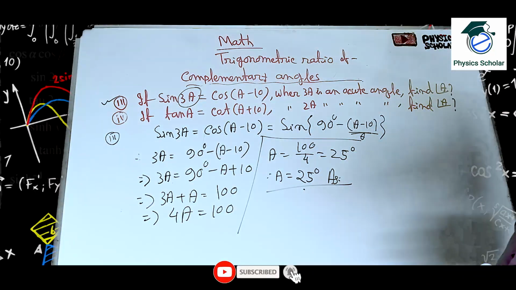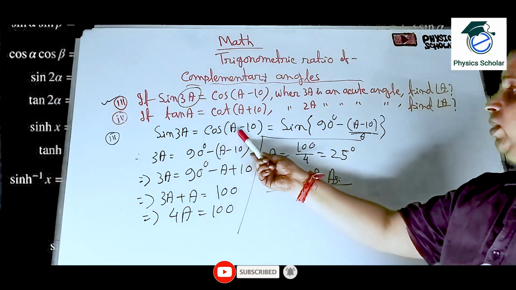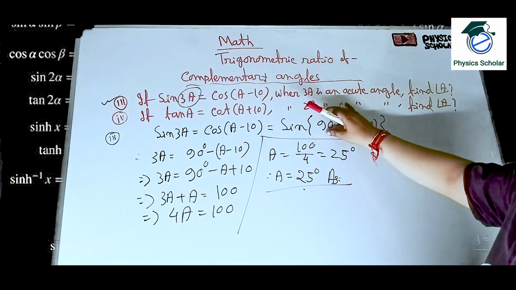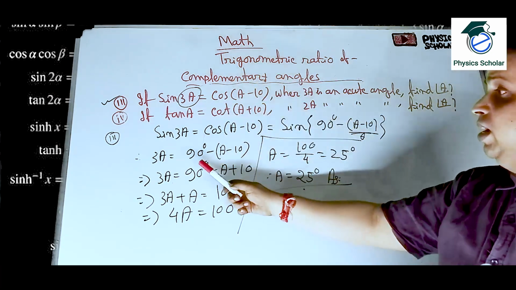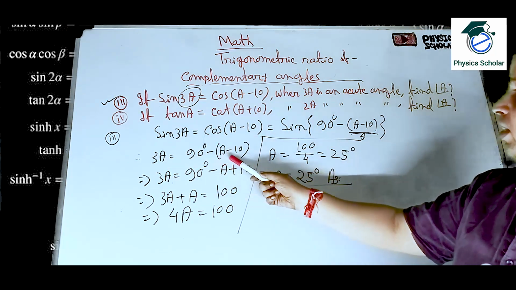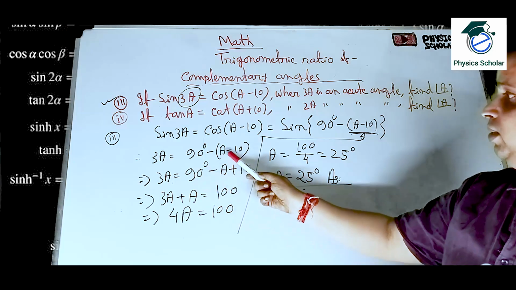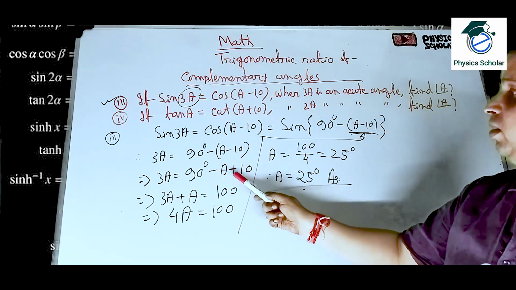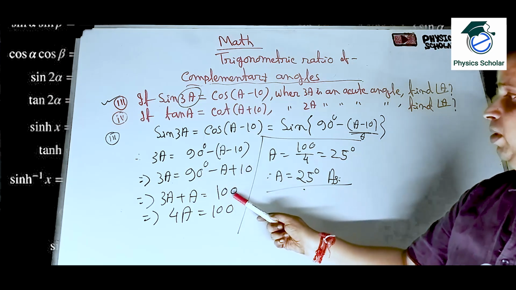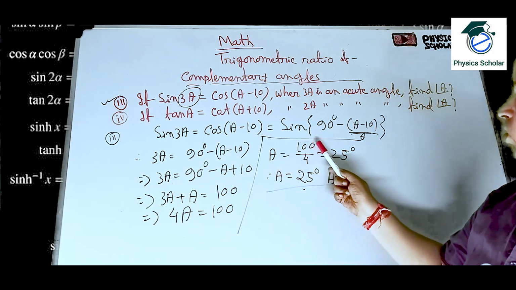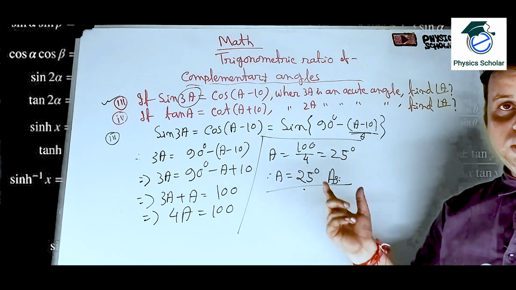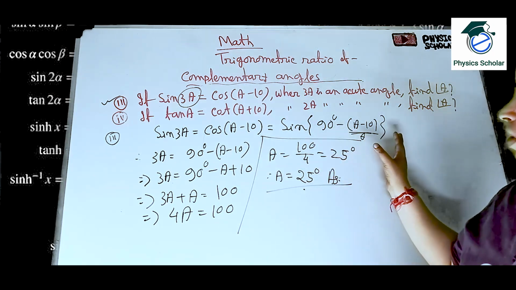So now I am explaining once again. Sin 3a is equal to cos of a minus 10. So what can we write? Sin of 90 degree minus a minus 10. 90 degree minus theta means cos theta. Clear? So now this is equal to this. So we can write 3a is equal to 90 degree minus a minus 10. So 3a is equal to 90 degree minus, the sign will change, we are omitting the bracket, a plus 10. So a will be there. So 3a plus a is equal to 90 plus 10 means 100. So 4a is equal to 100. So a is equal to 100 by 4 means 25 degree. So the value of a is equal to 25 degree. So this is a very easy sum. Hope you have understood this.